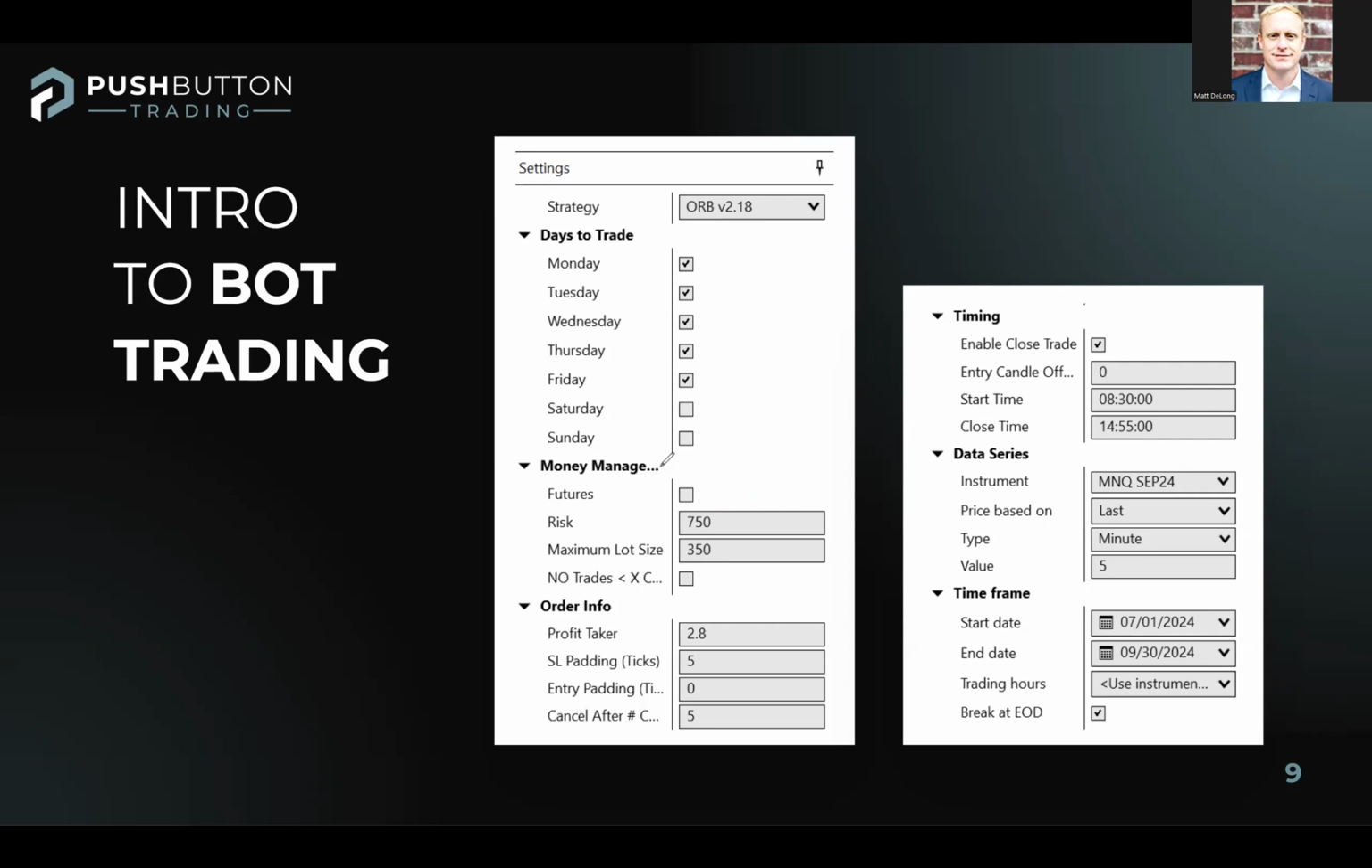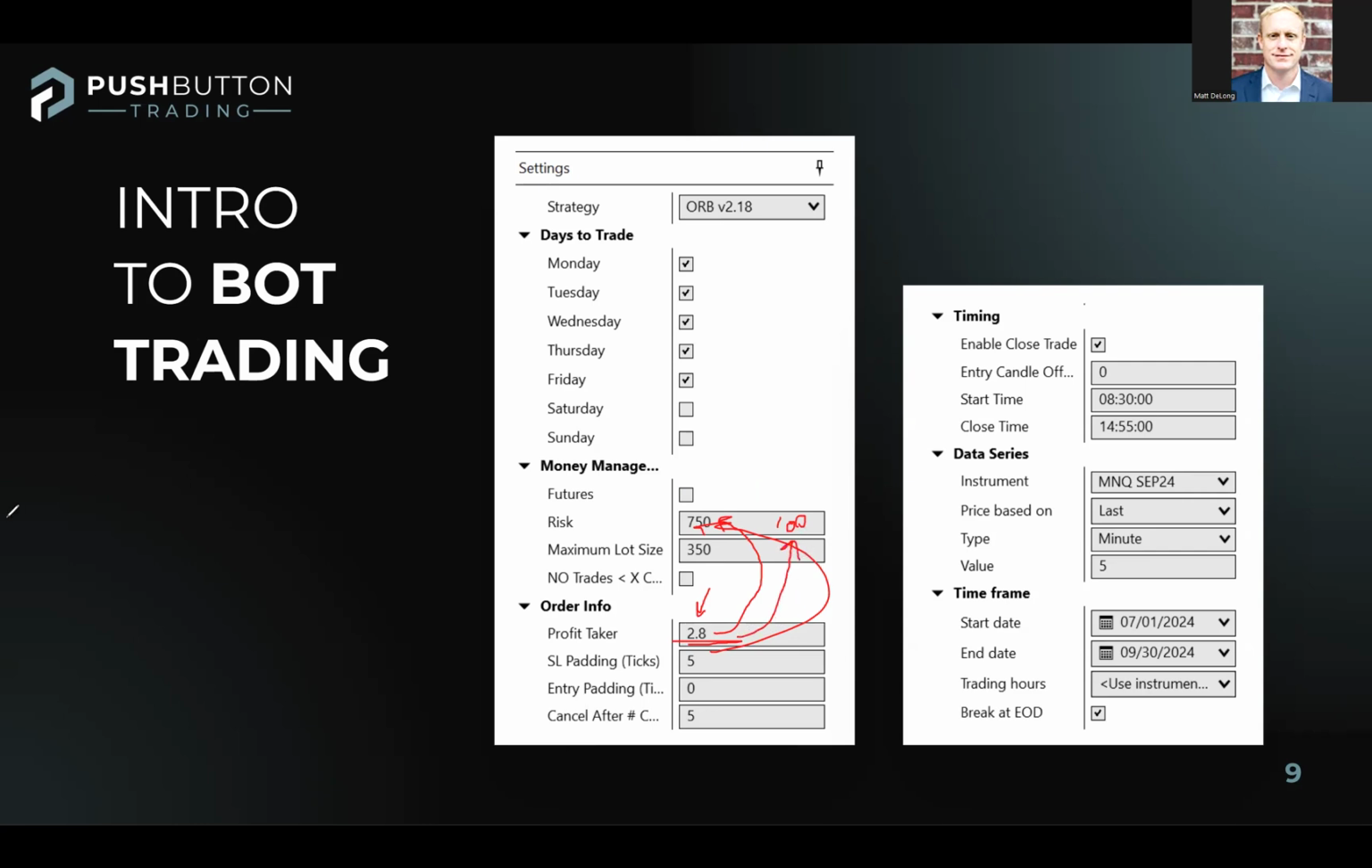Of course, if you're trading futures, you would check that so that it gives you a clear, concise and precise risk. The other thing is profit taker 2.8. That is a factor of your risk. What that means is 2.8 times your risk. So if I have $100 up here as my risk and 2.8, that means 2.8 times my $100.